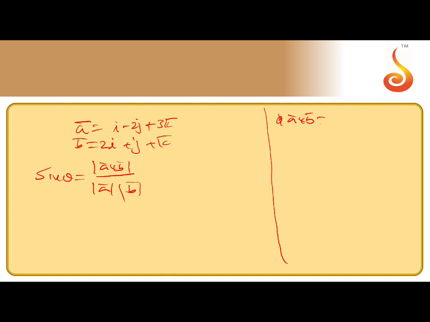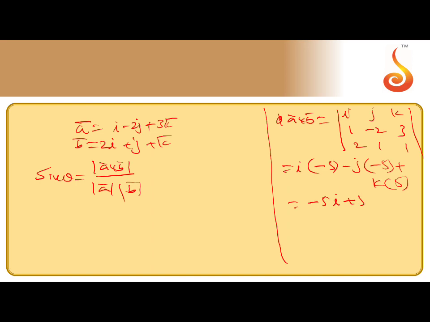First A cross B, calculate; later we can take the magnitude. So i, j, k, this is 1, minus 2, 3, 2, 1, 1. So this value is i into minus 2 minus 3, minus 5; j into 1 minus 6, minus 5; plus k into 1 plus 4, 5. One more step: minus 5i plus 5j plus 5k. You can take 5 common, minus i plus j plus k. So that is A cross B.